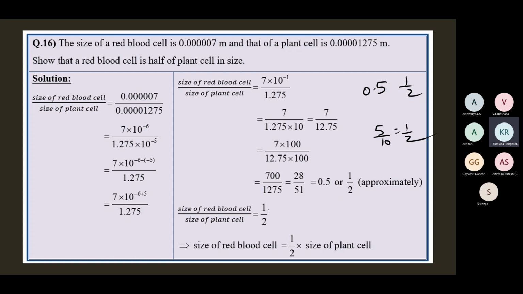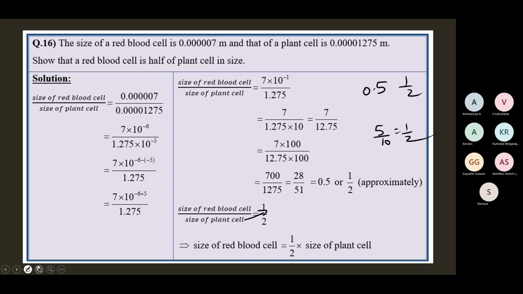Now on cross multiplying, size of RBC is equal to half into size of plant cell. That means what? Size of red blood cell is equal to half the size of a plant cell.